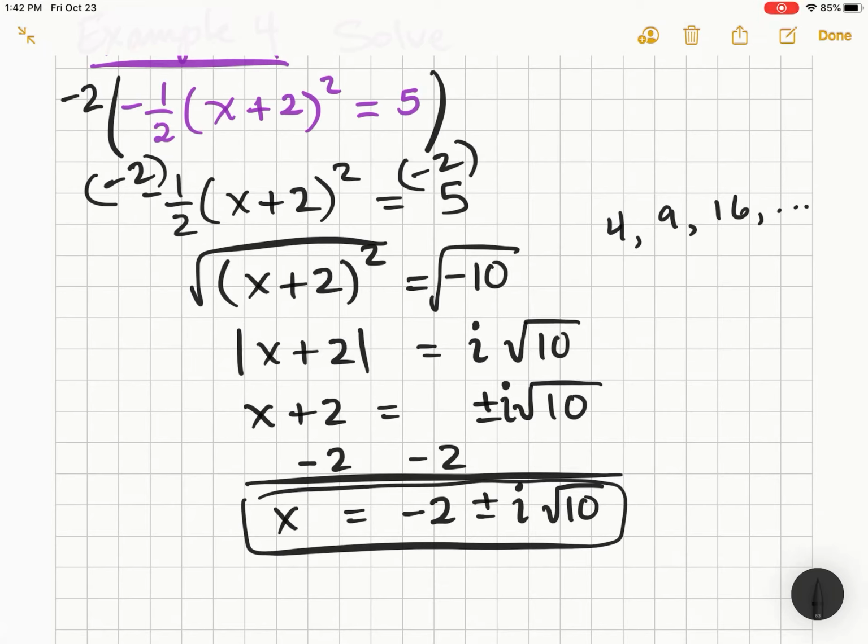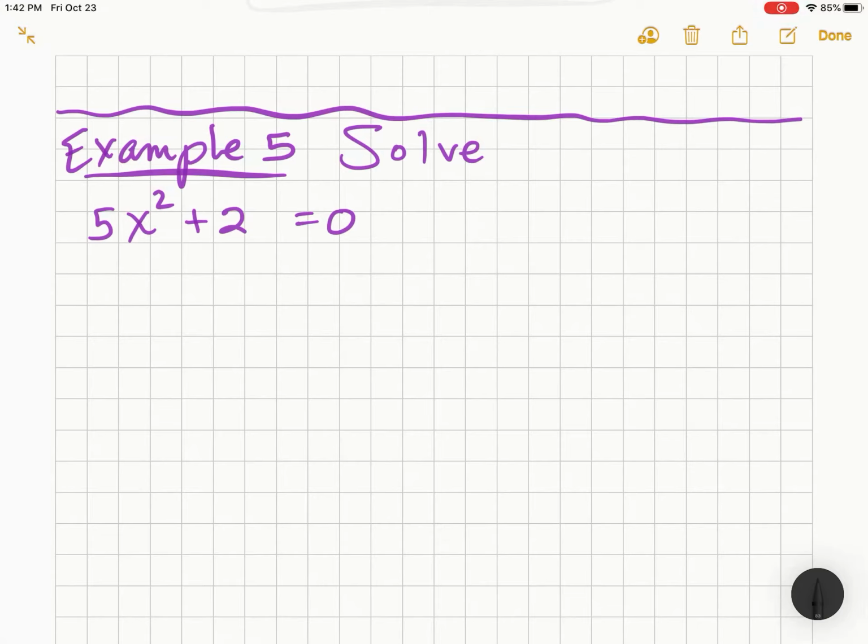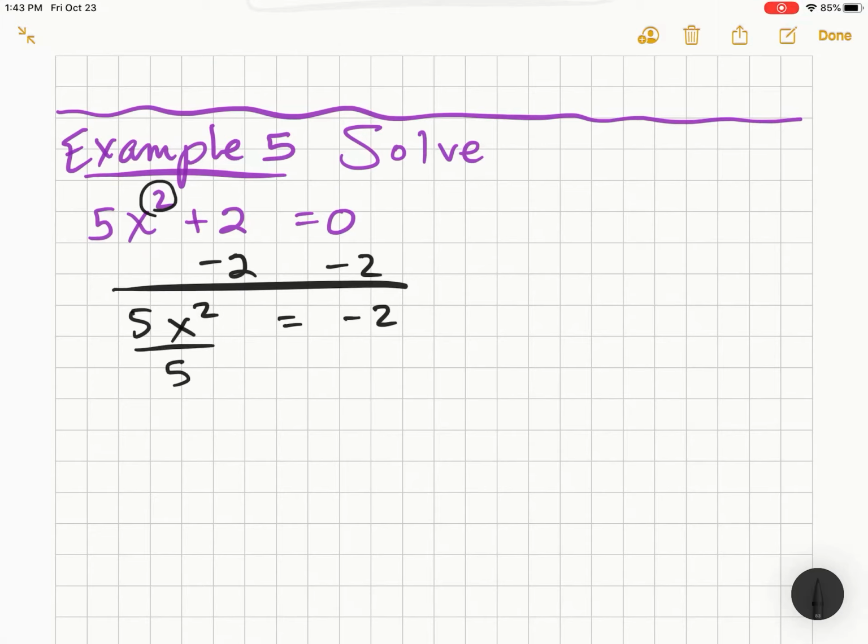Alrighty, let's kick it up just a little bit. This is our last example. So I want to solve for x. And as you remember from previous lessons, degree is 2. It's a quadratic. I should have 2 solutions. So I'm going to go ahead and start off by subtracting 2. And I get 5x squared equals negative 2. I'm going to divide both sides by 5. I get x squared equals negative 2/5. Square root.